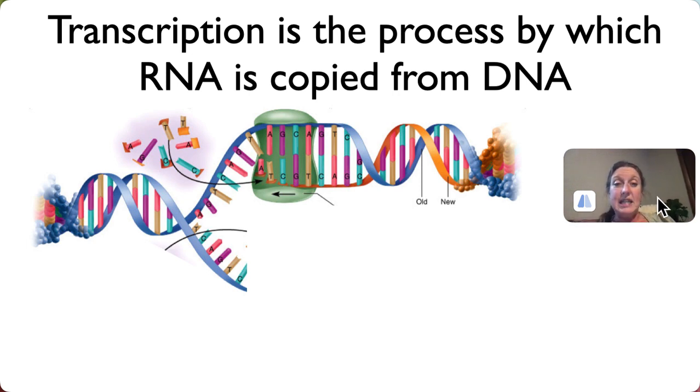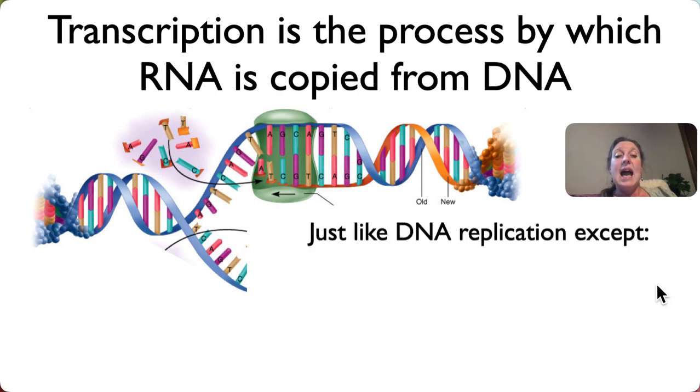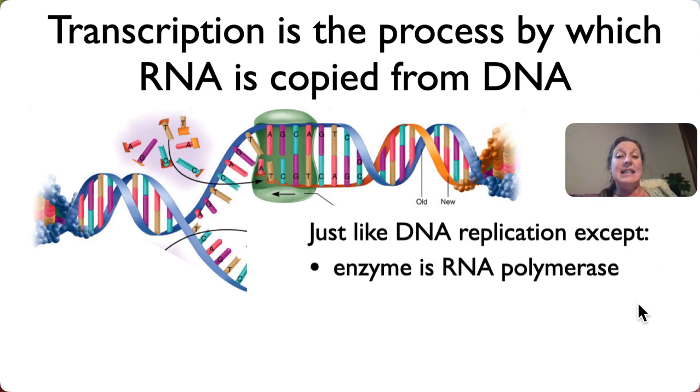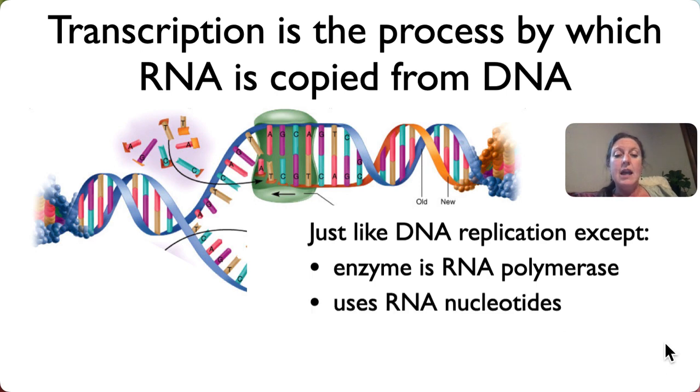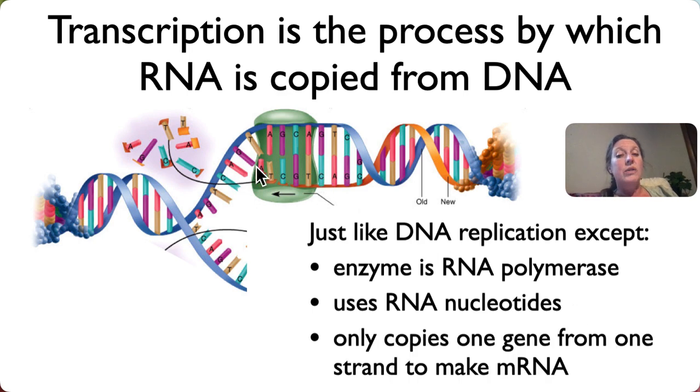If you understood DNA replication, transcription is basically the same thing, except that the enzyme here is called RNA polymerase because it is making a polymer of RNA instead of DNA. It uses RNA nucleotides, the ones made with ribose, and it only copies a gene from one strand instead of copying both strands and the entire molecule.